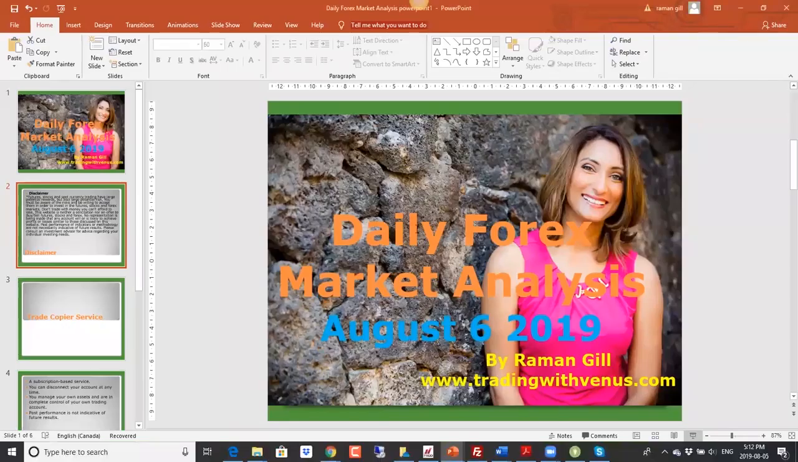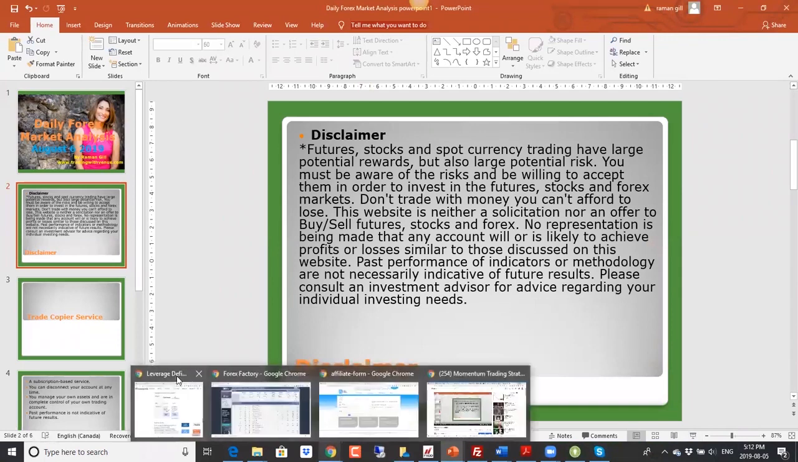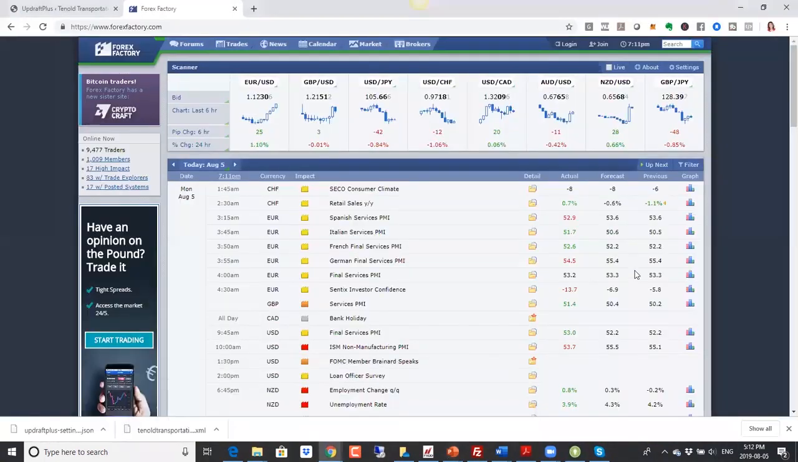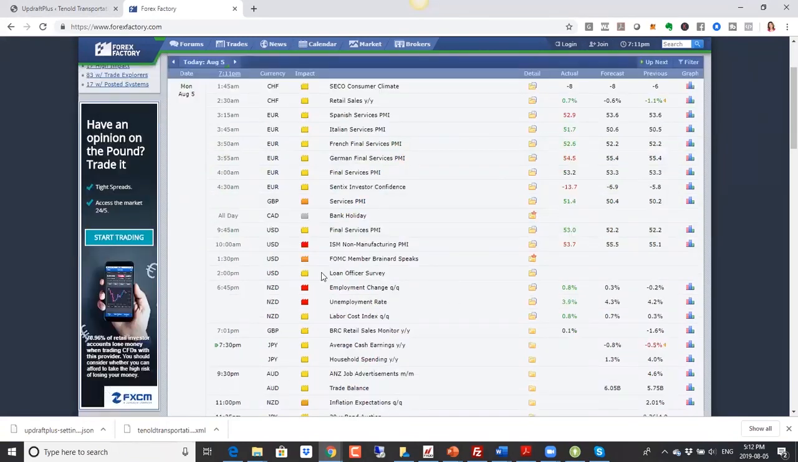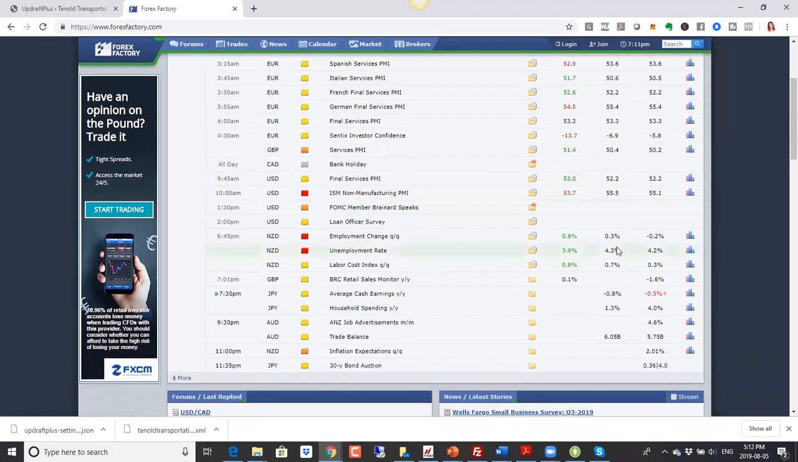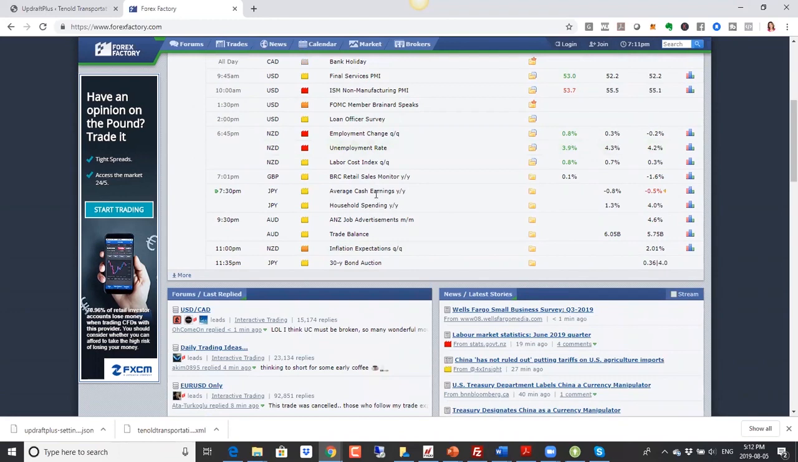As usual, we'll start off by taking a look at our calendar here. In terms of news today, we didn't have a ton of data. We had PMI numbers out of the Eurozone, and we have a mixed bag here. In terms of the PMI numbers for the US, we had negative numbers, and New Zealand employment data came out positive. So coming up here, we have Japanese data here, and then trade balance numbers out of Australia.